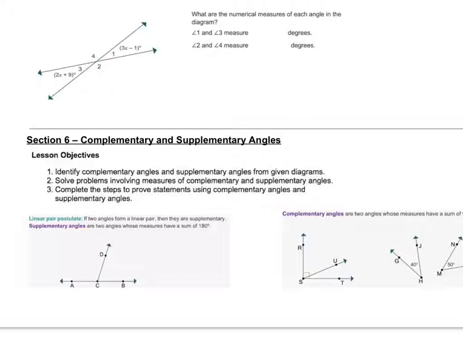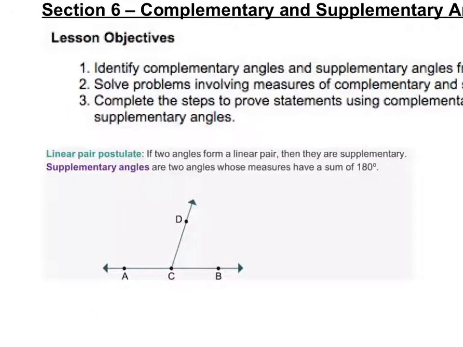So let's quickly talk about the linear pair postulate. A lot of you guys have kind of come up with this, but we figured out in the last unit that if two angles form a linear pair, then they are supplementary. A linear pair was a pair of adjacent angles, so here's one angle, ACD, and another angle, DCB, and they're adjacent, they're next to each other, they share a common ray here, but their non-common sides form a line. So when you have a linear pair, you know that they are supplementary.